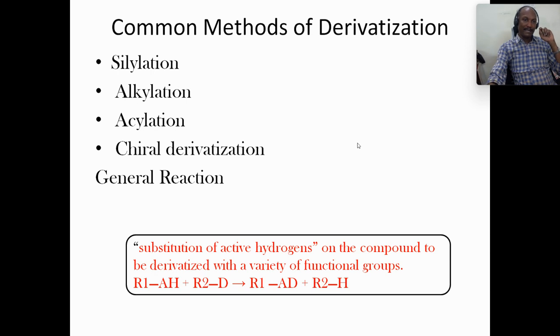Mainly what happens here is substitution of active hydrogens. The active hydrogen of the compound to be derivatized can be substituted with a variety of functional groups. Here, the H in R1 is replaced, and it goes to R2. The derivatization is achieved in this process, where one group is converted into another group.